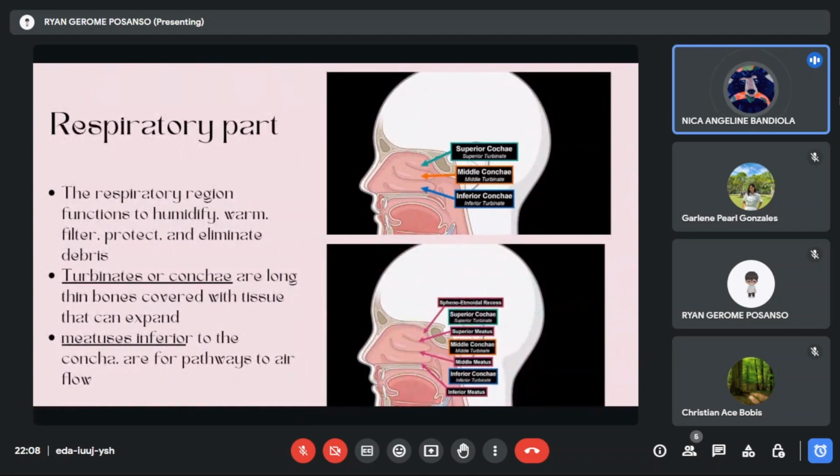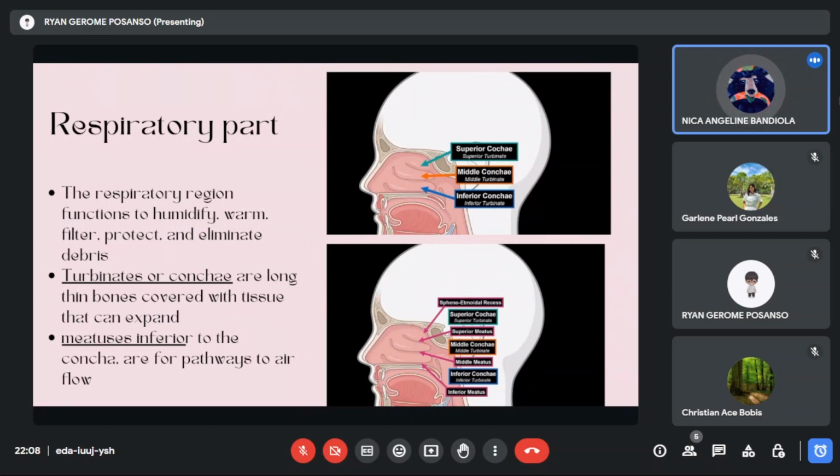So we will not focus on the olfactory part of the nose. We will only talk about the respiratory part of the nasal cavity. The respiratory part of the nasal cavity is the region that functions to humidify, warm, filter, protect, and eliminate debris.